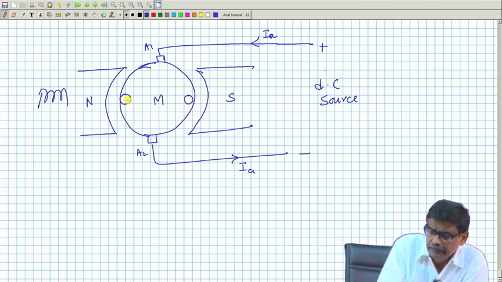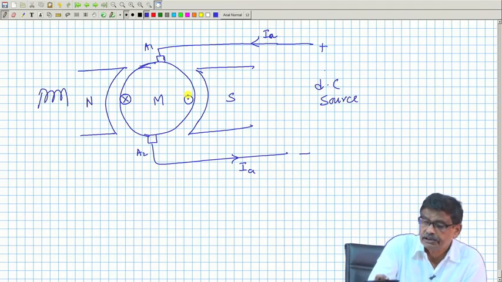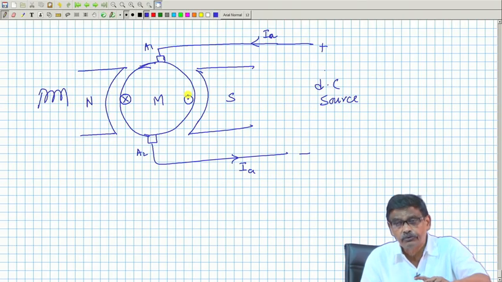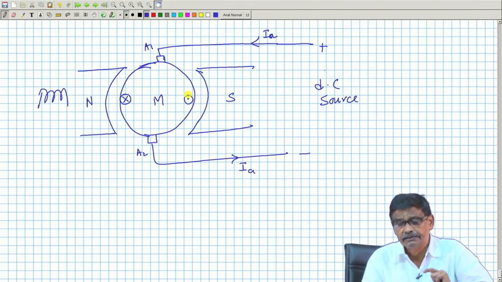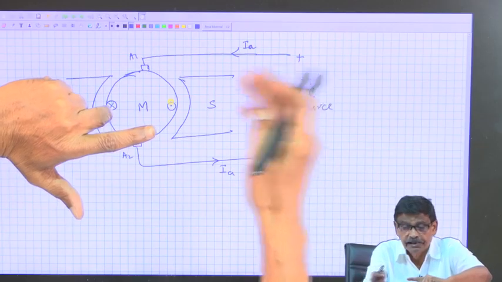But if this current gets divided into parallel paths, and if it so happens that this is cross, this is dot, this armature current divides like this, then I will apply the left hand rule to say in which direction it is moving. So, this is the direction of the current provided by the external source.